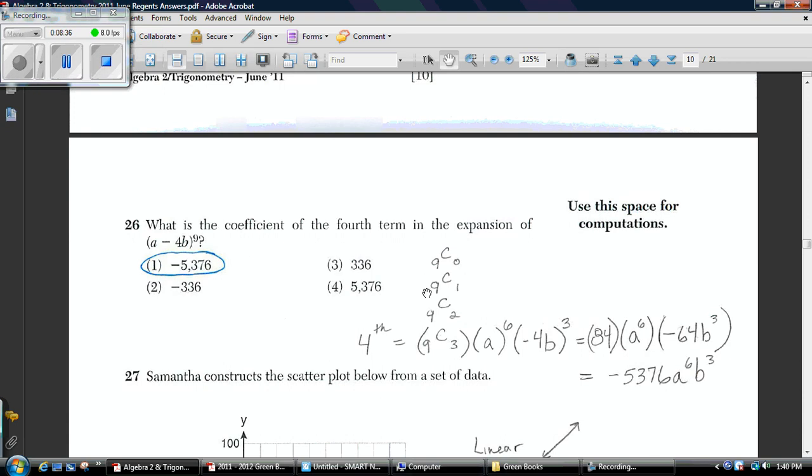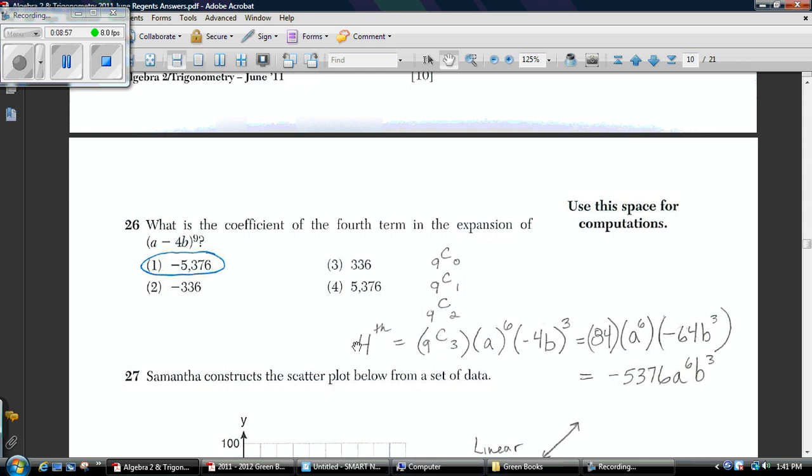What's the fourth term? Well, I always write them out like this. It's easiest for me. That's just how I do it. So it starts out 9C0 would be the first term, 9C1, 9C2, 9C3, right? 9C3, okay, so this is the fourth. 9C3, a to the sixth, negative 4b to the third, right?